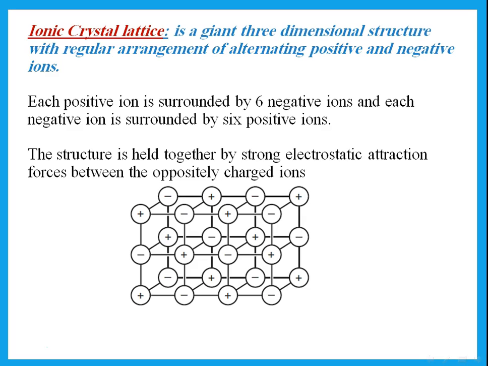Okay? And this structure is held by strong electrostatic attraction forces between the positive and negative ions or the oppositely charged ions. So if he says describe the structure of any ionic compound, we say first of all it's an ionic crystal lattice. It is giant 3-dimensional structure with regular arrangement of alternating positive and negative ions. Sometimes he gives you more marks, or he allocates more marks to the question, then in that case you can go on and say each positive ion is surrounded by 6 negative ions and each negative ion is surrounded by 6 positive ions.